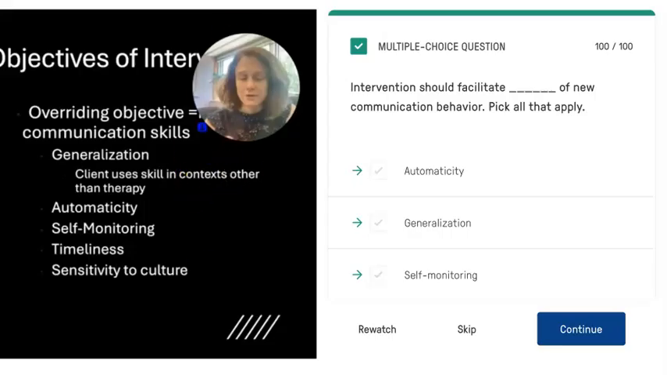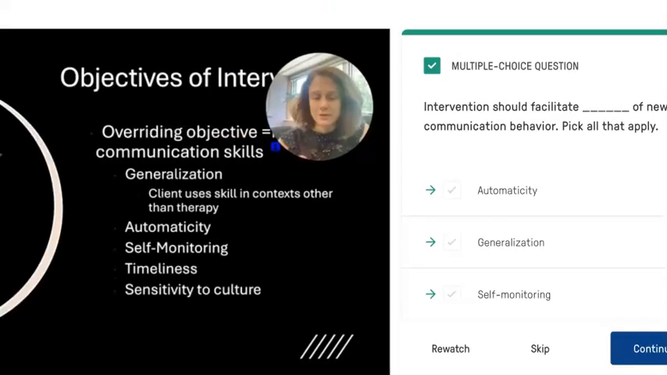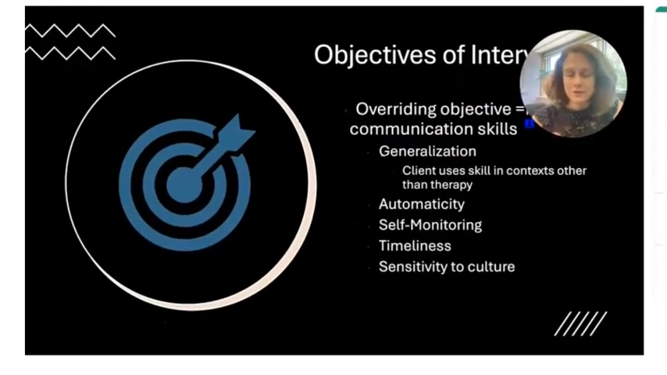So there are lots of ways you can think about generalization. It could also be in a different setting, right? The therapy room, like we said, versus out in the world. Okay, and then we're talking about automaticity here, so that things become relatively automatic.